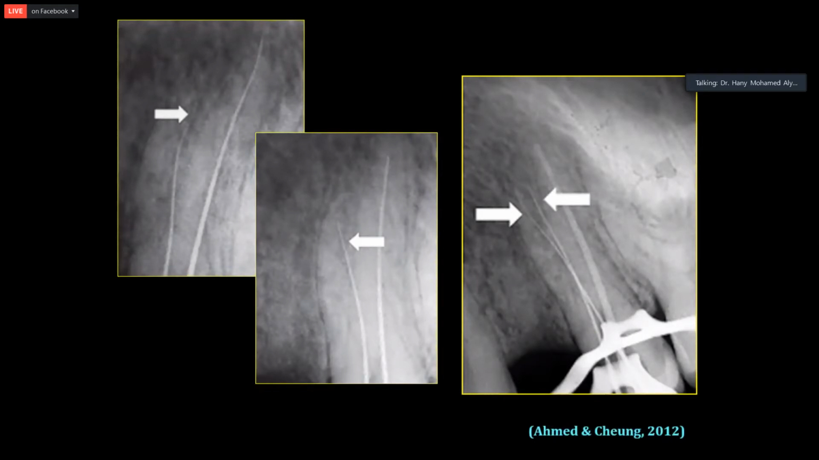So this is just an example during negotiation inside the root canals. I found that there are like two pathways during insertion of the files, and then I realized that there are two canals in the buccal root of this maxillary premolar.